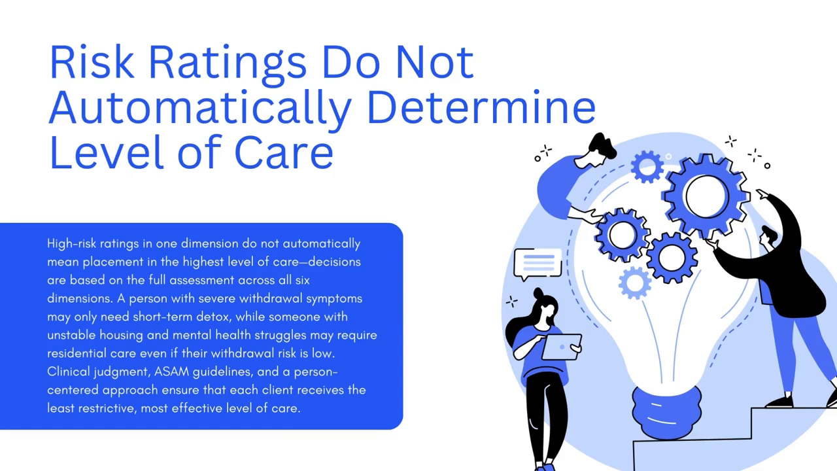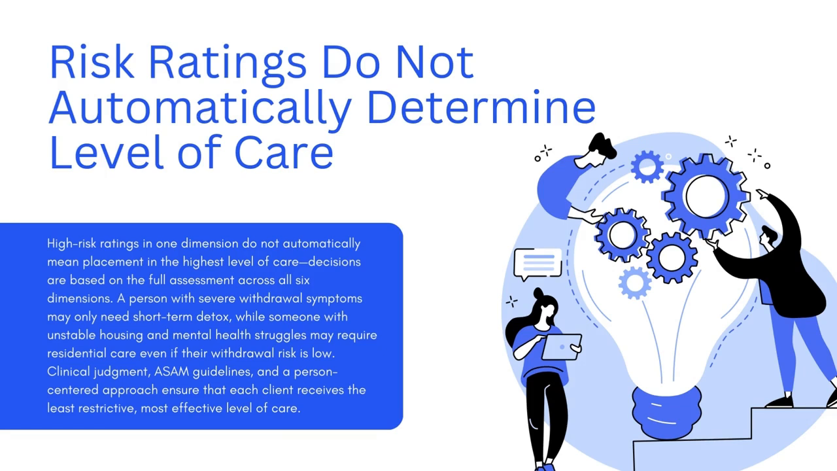So for example, a person might score a 3 for relapse risk and a 2 for biomedical conditions. But if they have strong social support, a 0 in dimension 6, and they're highly motivated, a 1 in dimension 4, they might thrive in IOP or PHP rather than residential care. Conversely, if somebody has a 1 or 2 in withdrawal potential but a 4 in emotional stability and living environment due to unsafe housing and severe depression, they might need residential treatment despite not requiring detox.